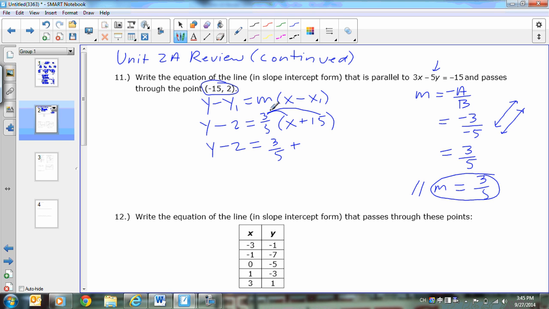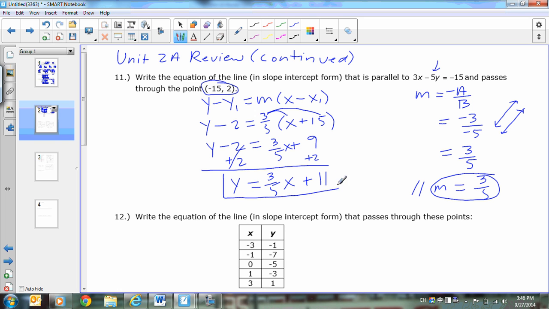Now, 3/5 of 15. Well, 1/5 of 15 is 3. We don't want 1/5 of 15, we want 3 times that. 3 times 3 is 9. All right, and then one more step to solve for y. We want to add 2 to both sides. And we get y equals, well, I did it again, I forgot my x. There we go. y equals 3/5 x plus 9 plus 2 is 11.